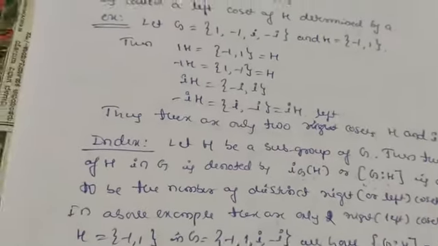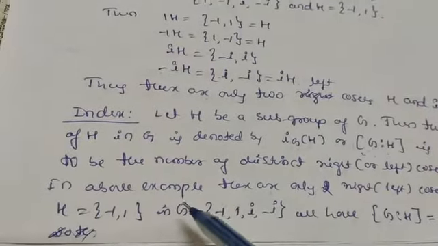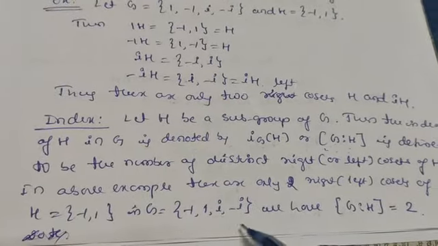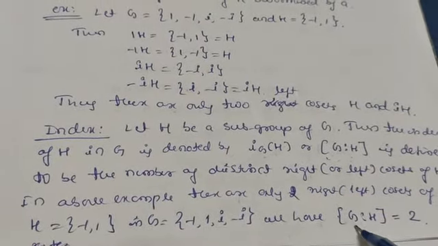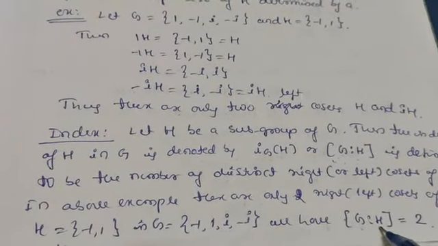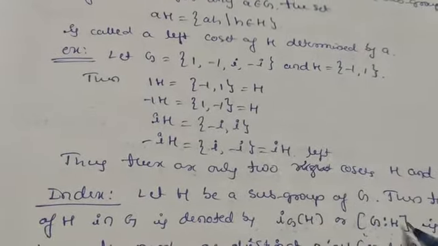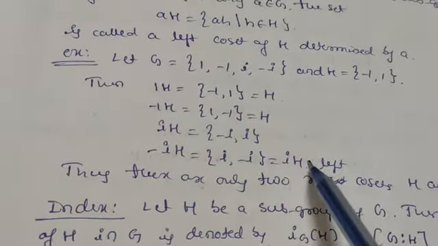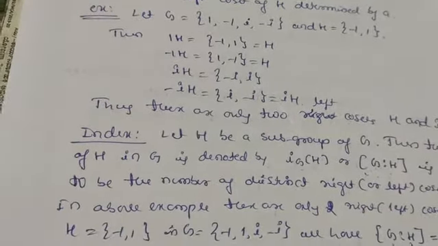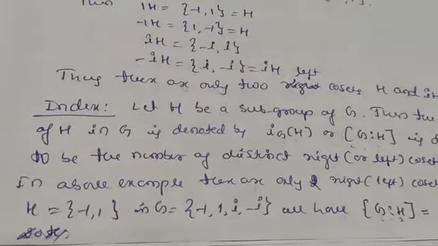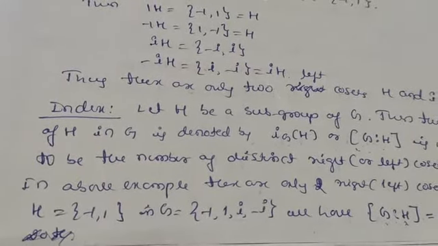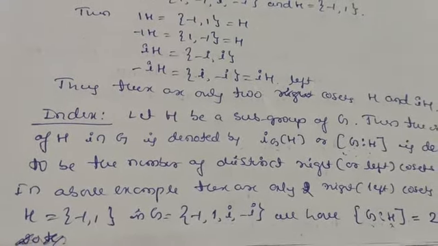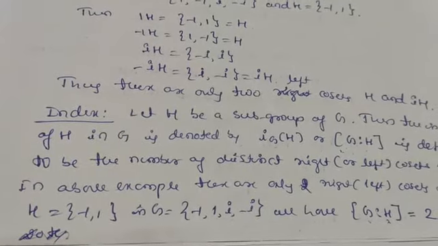In the previous example, we can see there are only two different right and left cosets, so this is nothing but the index of H. In the above example there are only two left and right cosets of H in G. Therefore the index [G:H] in this previous example is 2, because we have seen that there are only two different left and right cosets. So index is nothing but the number of distinct left or right cosets of H in G. This is the index of H in G.